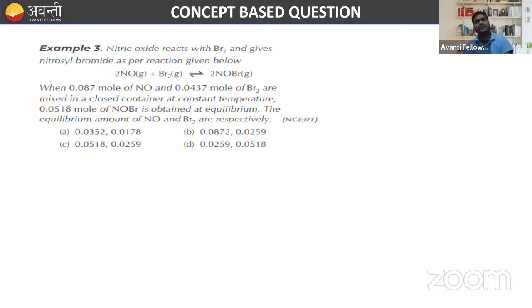Nitric oxide reacts with Br2 and gives nitrosyl bromide as per the reaction given below: 2NO plus Br2 gives 2NOBr. When 0.087 mole of NO and 0.0437 mole of Br2 are mixed in a closed container at a constant temperature, 0.0518 mole of NOBr is obtained at equilibrium. The equilibrium amounts of NO and Br2 are, respectively, what? So you have to calculate the equilibrium amount of both NO and Br2. Let me explain this.